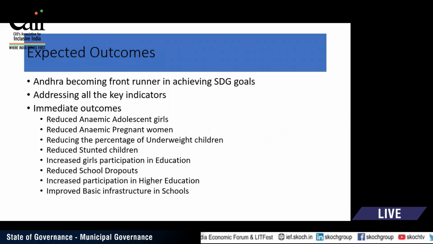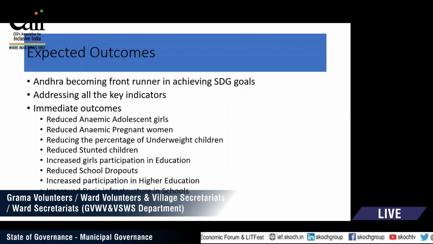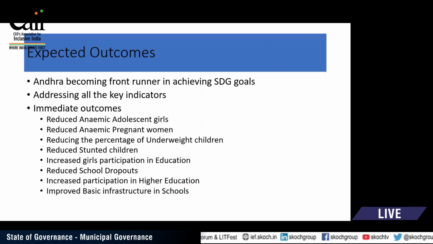Expected outcome: we want Andhra to be a front runner in the achievement of sustainable development goals and addressing all the key indicators. And the immediate outcomes are reduced anemic adults, reduced anemic pregnant women, reducing the percentage of underweight children and stunted children, increasing the girls' participation, increasing participation in higher education, and basic infrastructure in schools.